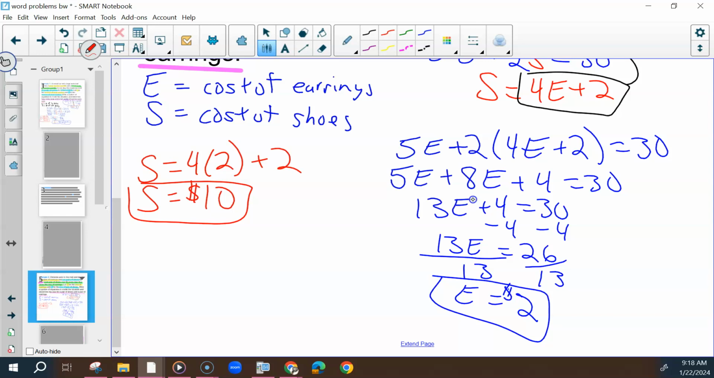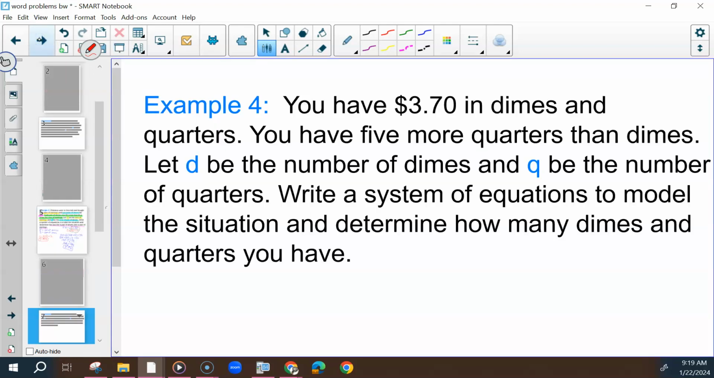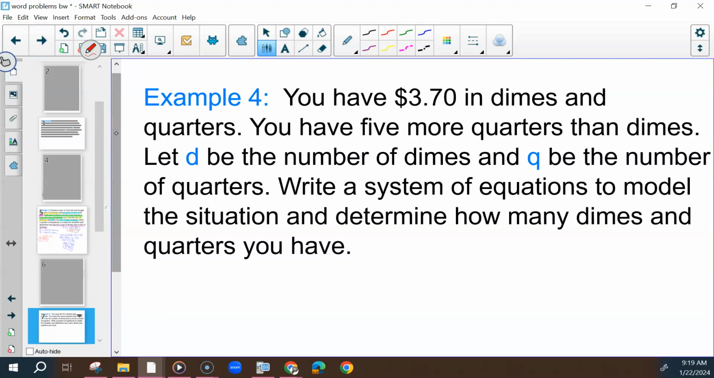We're going to do one more of these type, and then we're going to go on to the maze. We're not going to finish the maze today, but we're going to do as many as possible so it gets you in the mindset of setting up, solving in different ways. Go on to example number 4. Start reading that if you haven't already.